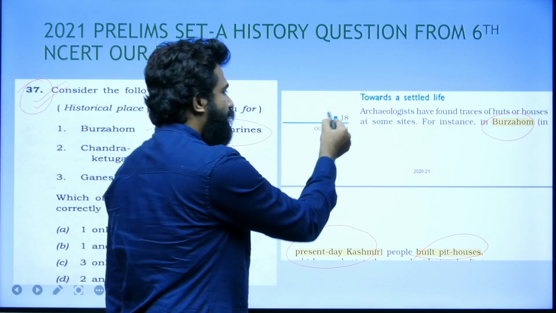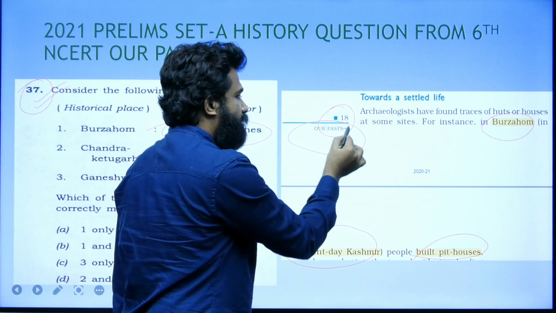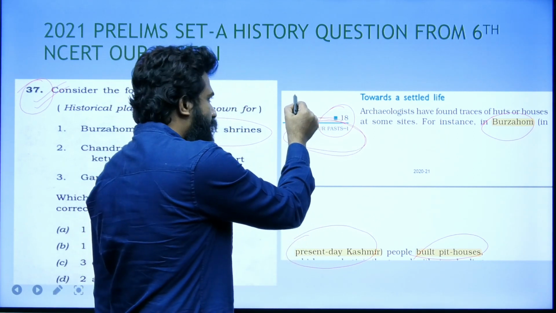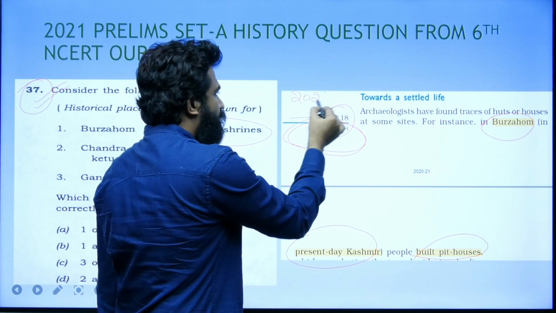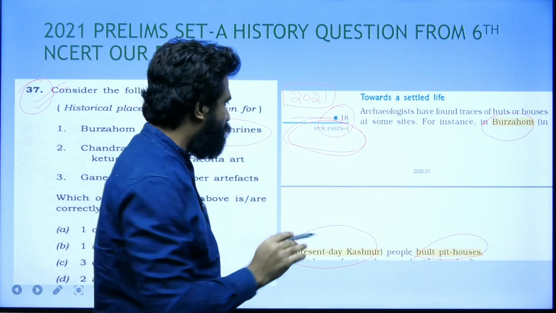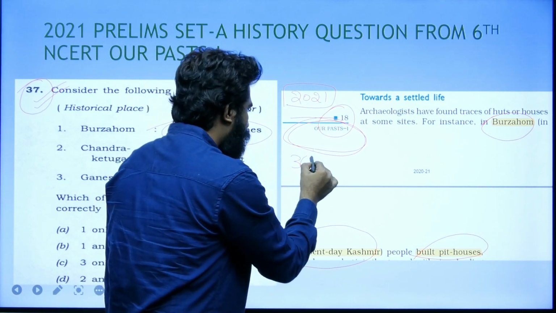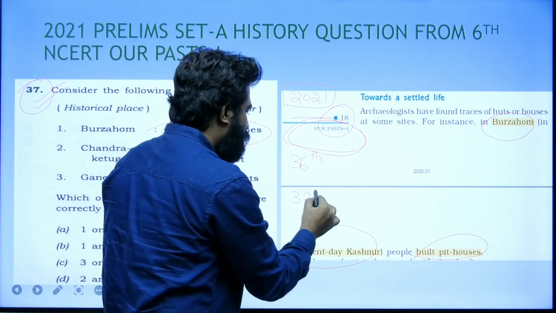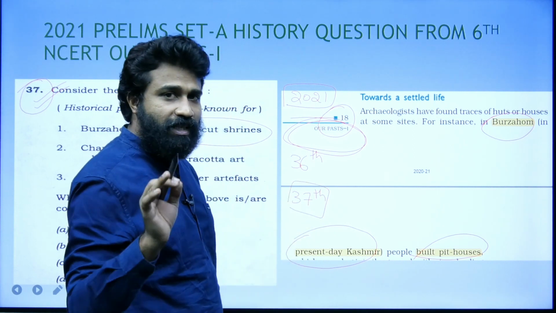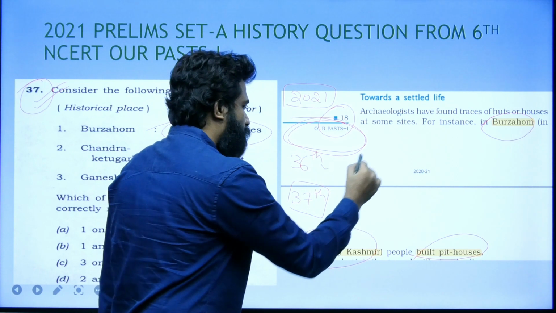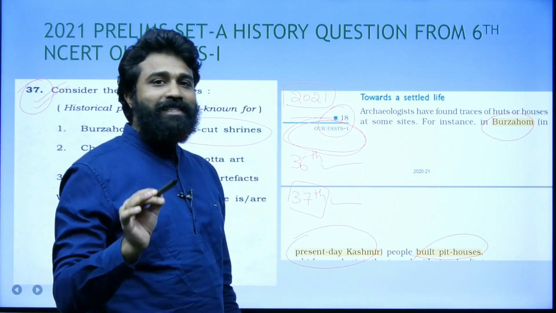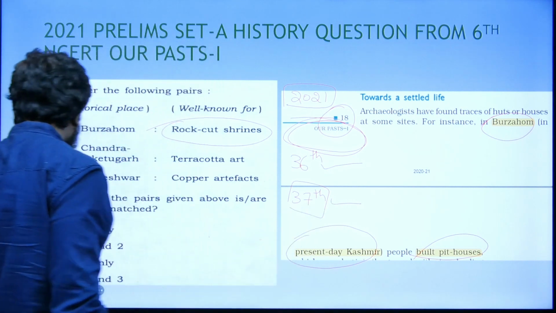This is on the 18th page of Our Pasts 1. Just imagine, in the same year 2021, you have witnessed a question from your polity book, that is Social and Political Life 1, the 36th question, and immediately after that, in the 37th question, you are seeing a question from Our Pasts 1, that is history. The 36th question is from polity NCERT 6th class, the 37th question is from history NCERT 6th class. This is really amazing, right.